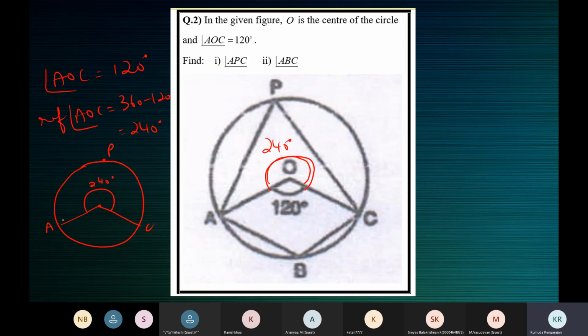So the major arc APC. See the direction of the arc, like this, it goes like this. It subtends, see the direction of the angle, it goes the same way. This is the smaller version, this is the actual version.